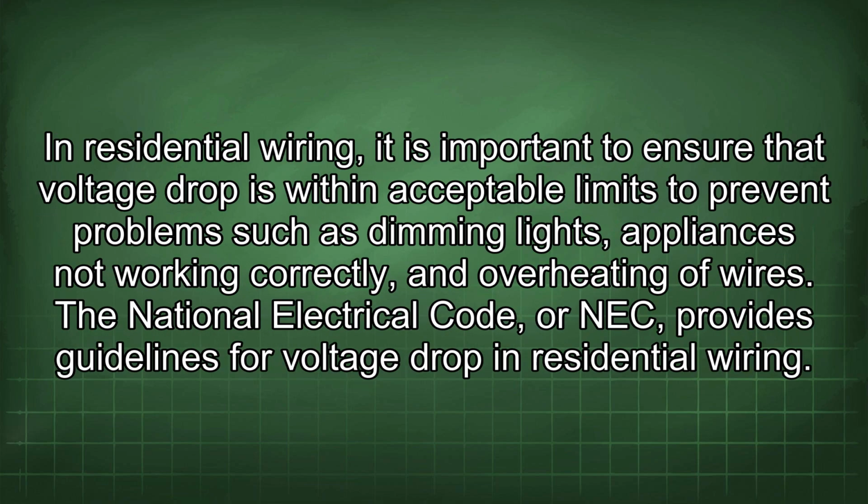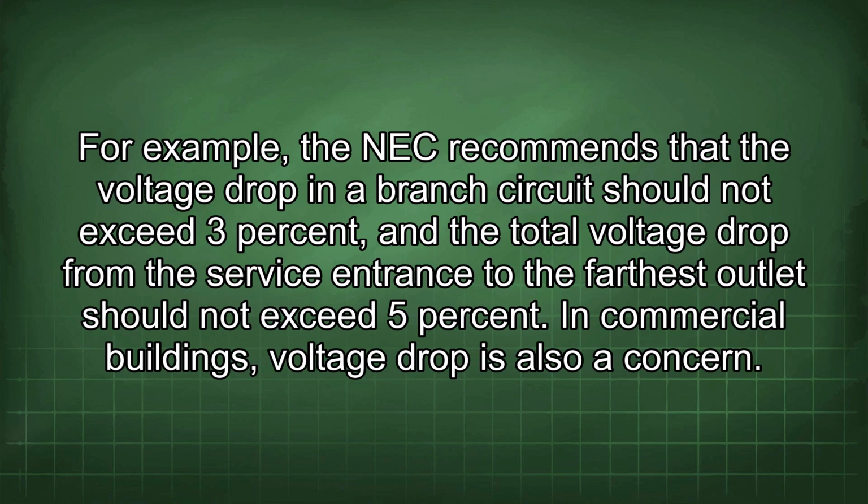In residential wiring, it is important to ensure that voltage drop is within acceptable limits to prevent problems such as dimming lights, appliances not working correctly, and overheating of wires. The National Electrical Code, or NEC, provides guidelines for voltage drop in residential wiring. For example, the NEC recommends that the voltage drop in a branch circuit should not exceed 3%, and the total voltage drop from the service entrance to the farthest outlet should not exceed 5%.